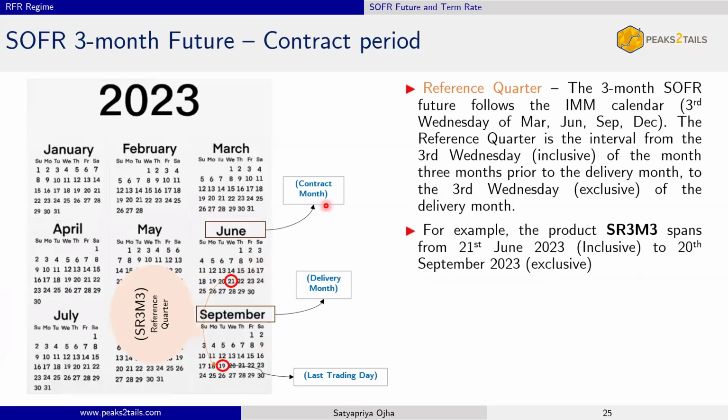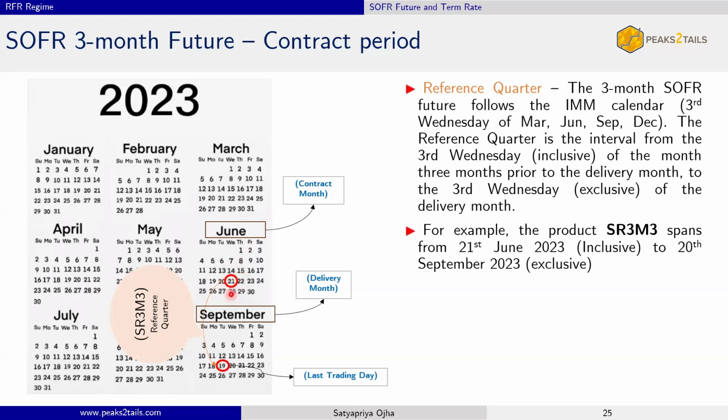We have something called contract month and delivery month. June is the contract month. Delivery is after 3 months, which is in September. Now, what are the dates? The dates are called IMM dates. IMM dates are nothing but the third Wednesday of these quarter ends. So June is a quarter end, right? The third Wednesday is 21. 21st June, that's the third Wednesday.